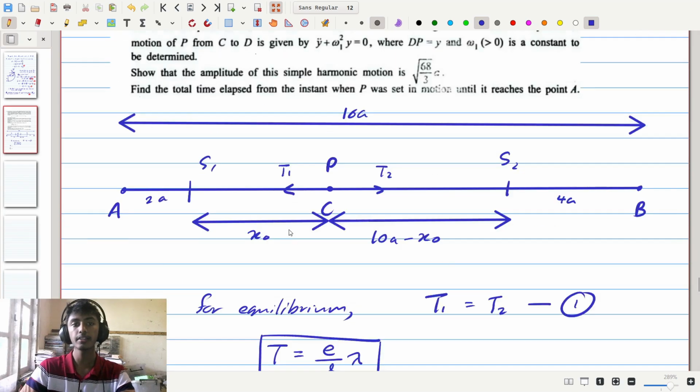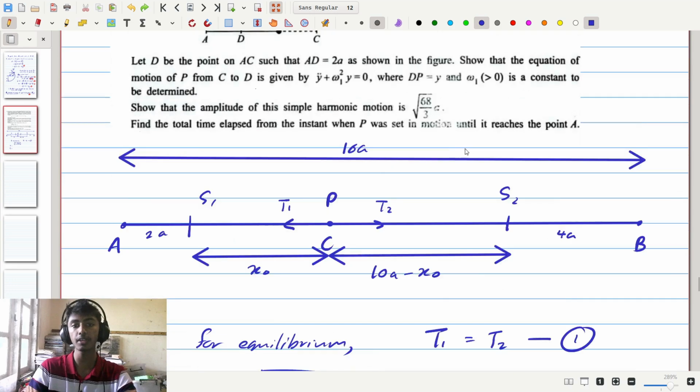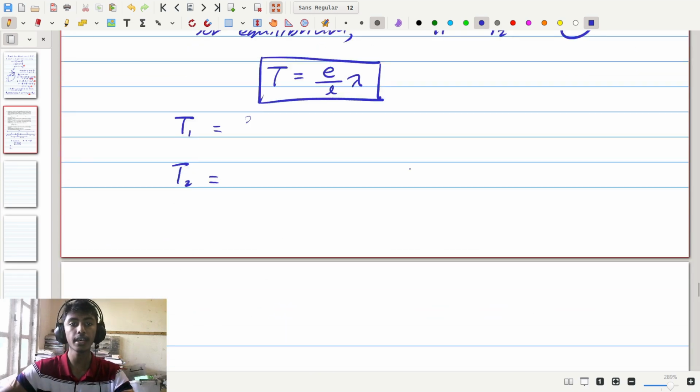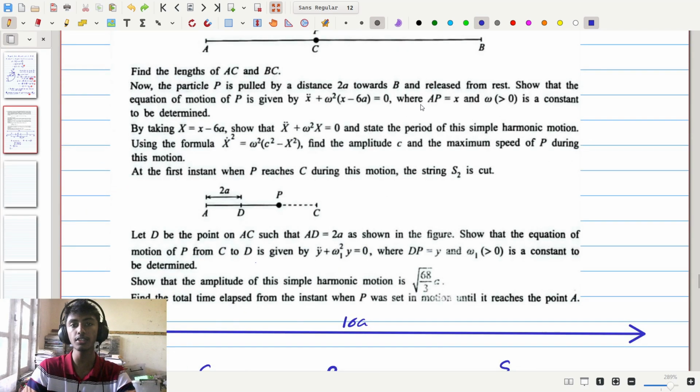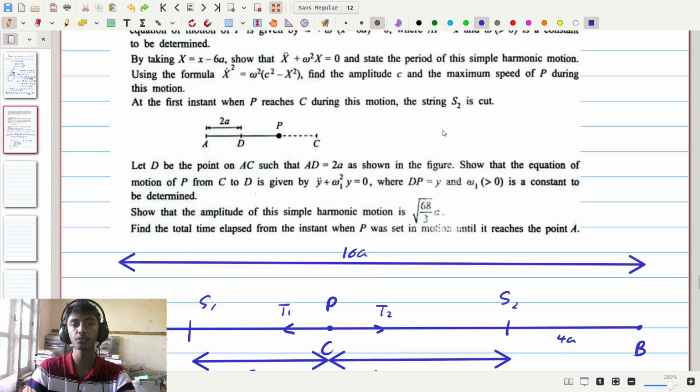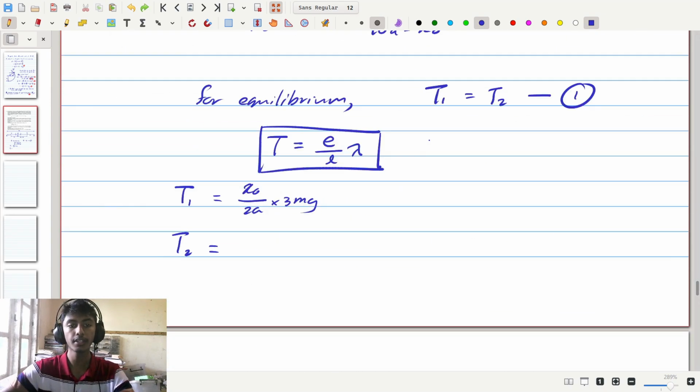For T1, the extension is x0, the natural length is 2a, and the modulus of elasticity is 3mg. So therefore we have x0 divided by 2a times 3mg. And for T2, the extension is 10a minus x0, the natural length is 4a, and the modulus of elasticity is 4mg as given up here. So substituting those in, we have 10a minus x0 divided by 4a times 4mg. We're going to call this equation number 2, and this equation number 3.